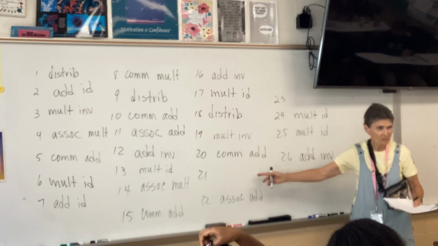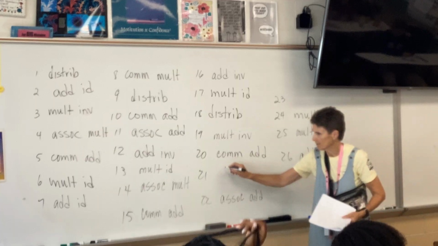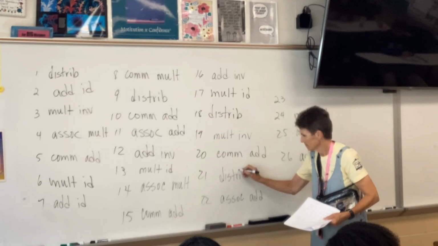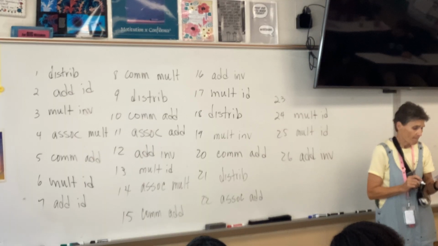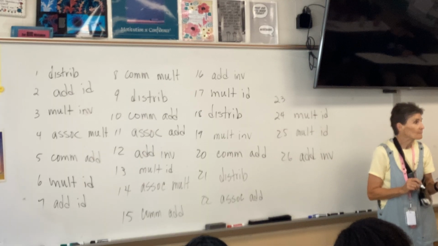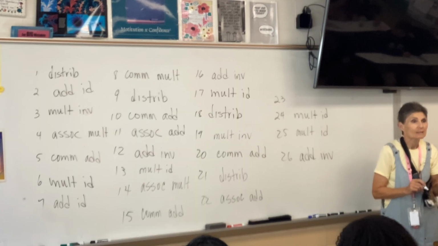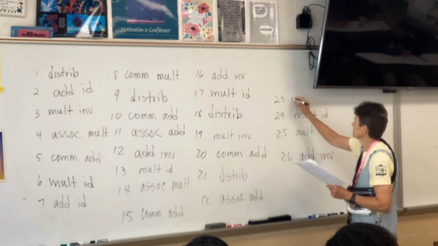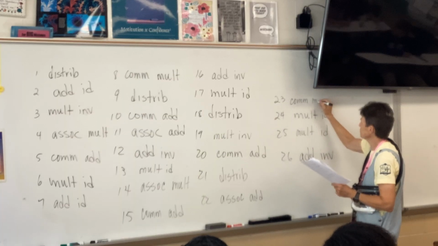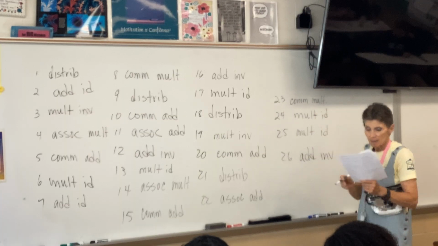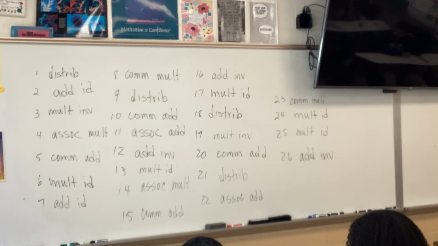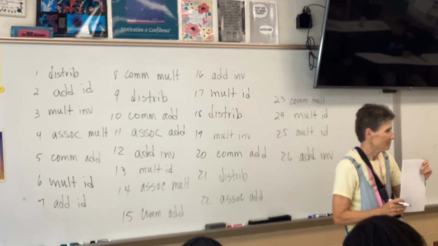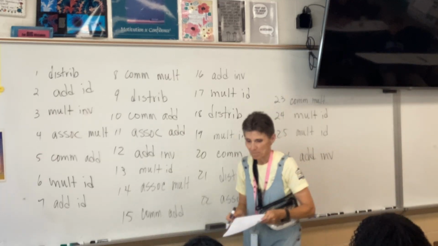Oh my gosh, what's 21? Distributive. And last one, number 23. What'd you say? Commutative multiply? It's commutative of multiplication, guys, because one side is 5AB and the other side is A5B. They moved. That's commutative. Okay.